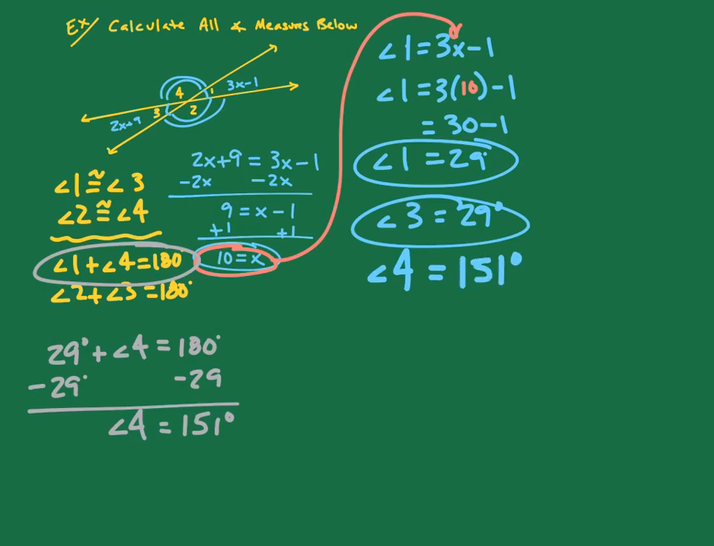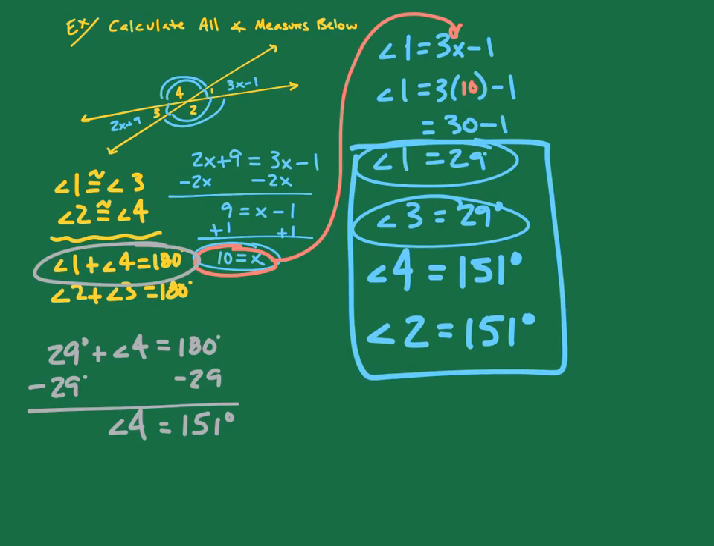Now, because angle 4 is congruent to angle 2, I can also figure out that angle 2 is also 151 degrees. So if I have two intersecting lines, and I figure out one of those angles, I can figure out all other angles, and that's pretty cool, okay? And we're going to use this information a lot throughout the year.